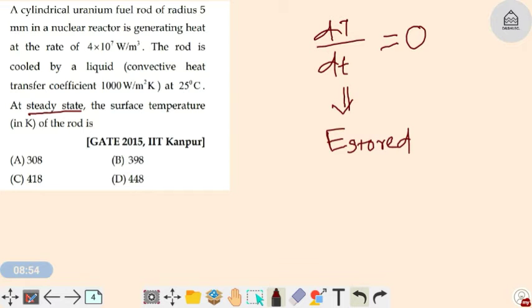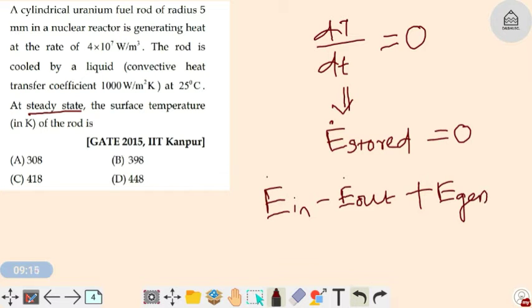If this is equal to 0, then the energy stored rate will also be equal to 0. So whatever E in minus E out, or I can say plus E generation, is equal to 0. So this one is given in the question.